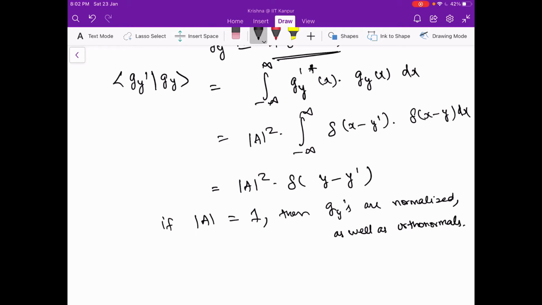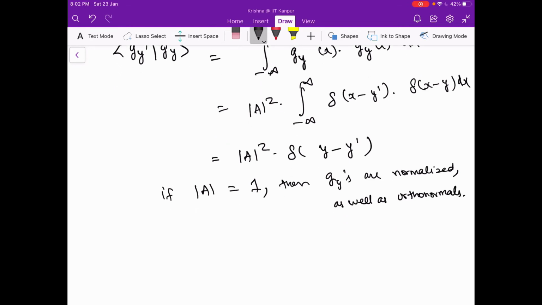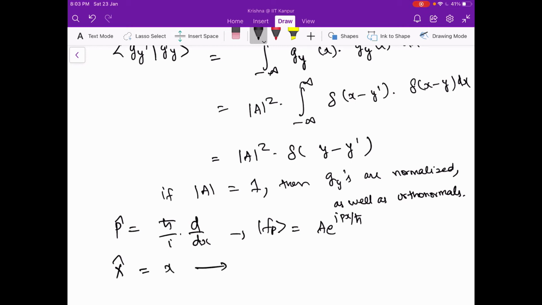So let's recap. We defined our momentum operator as h cross by i d by dx, and we found the eigenfunctions f_p as a e^(ipx/h bar), like sinusoids. And we defined the position operator as x, and we find the position eigenvectors to be deltas, right?